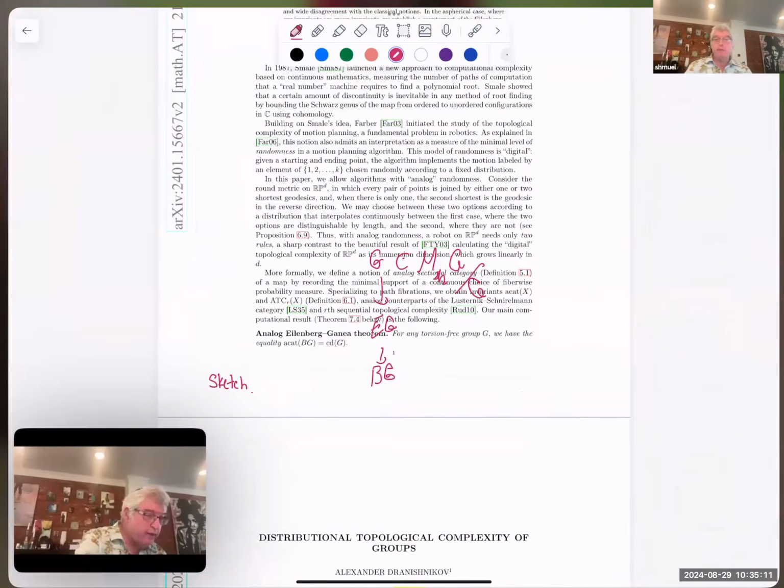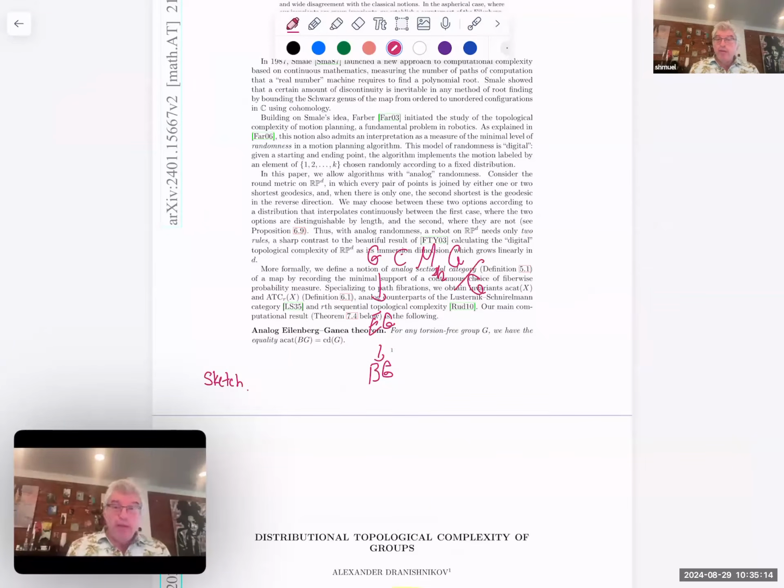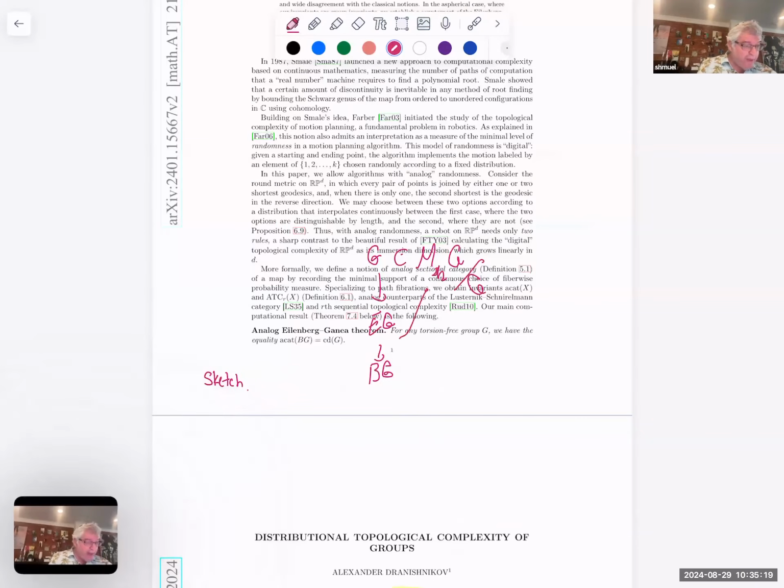I have to get the screen back. This thing here is going to be a k-dimensional complex, and it certainly has a map to BG. And you're asking about a section. But of course, the cohomological dimension is the dimension of the smallest complex that has BG as a retract. So this analog Eilenberg-Ganea theorem is pretty straightforward, just thinking about what the definitions are and working it through.